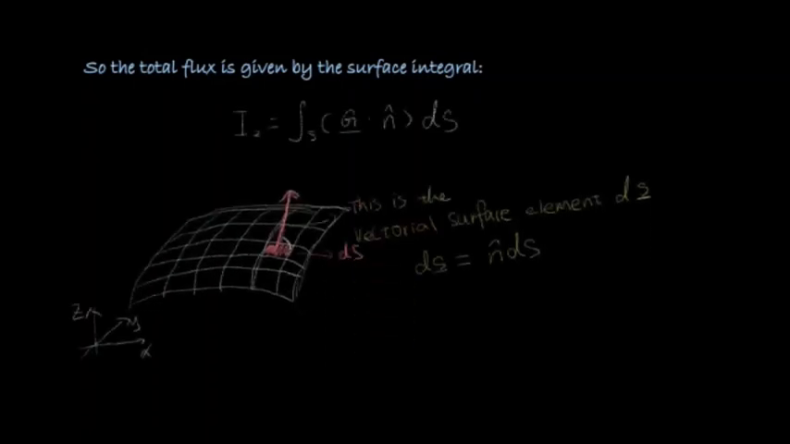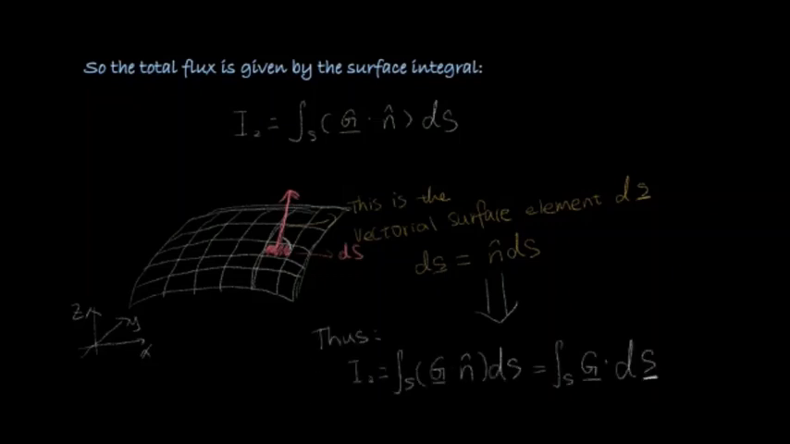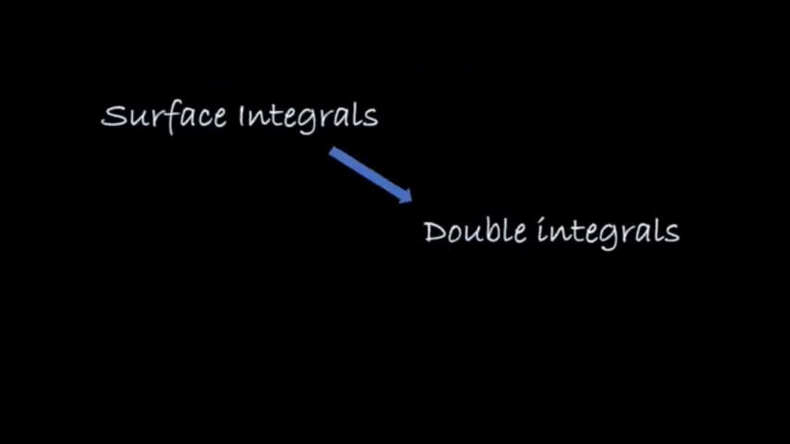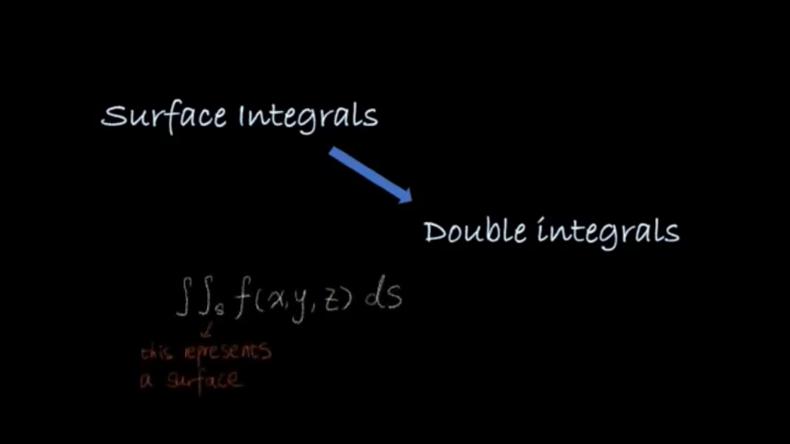The total flux given by the surface integral is shown by the equation. And this is the vectorial surface element dS, which is n hat dS. And we can rearrange or recreate this equation to the dot product of G and the surface element with the direction. And we can integrate a surface integral into double integrals, where S represents the surface. And dS is still the small surface elements.